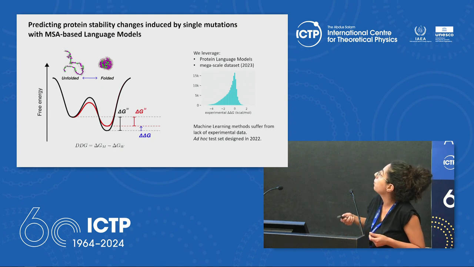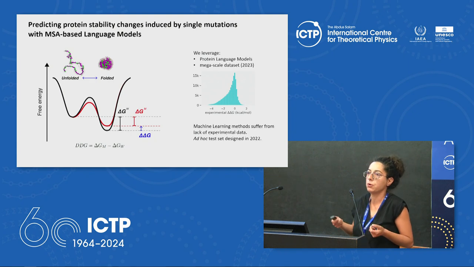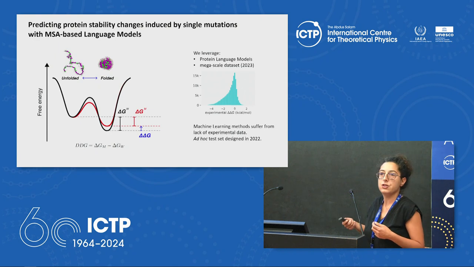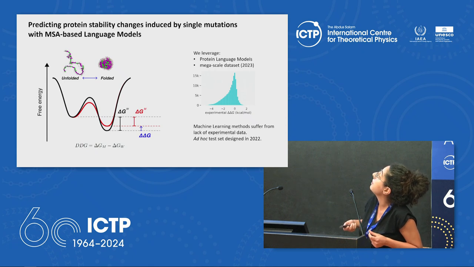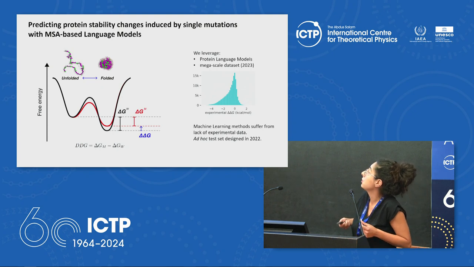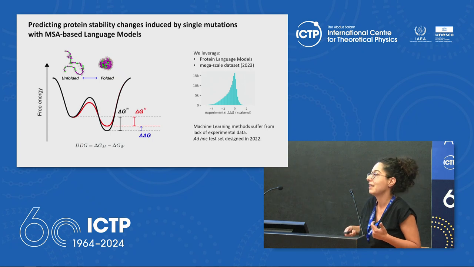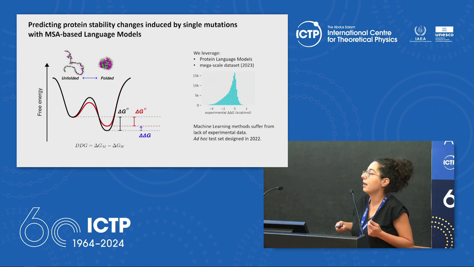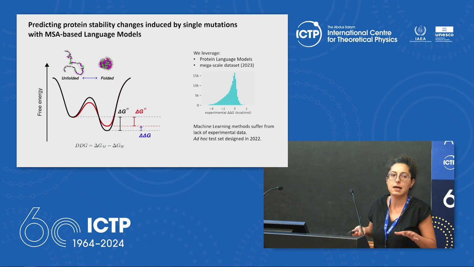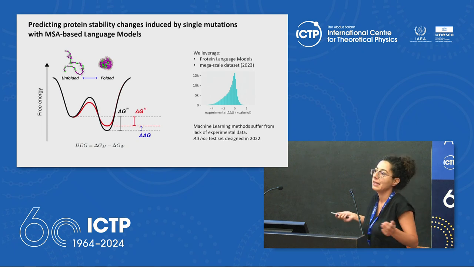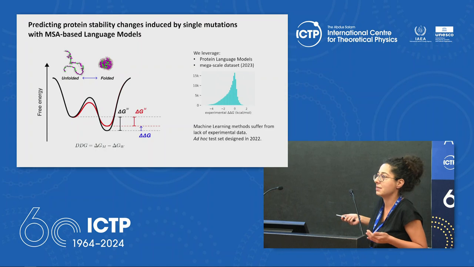And what we want to leverage is to take advantage of the new opportunities that these protein language models give us, producing highly rich representations, and a recently released megascale dataset, which motivated us a lot, because machine learning methods for this problem really suffer from the low amount of experimental data. This was shown after 2022, when an ad hoc test set was created exactly to avoid overlap in sequence similarity between this test set and existing training sets. And when this came along, all the methods experienced a very drastic drop in performance.